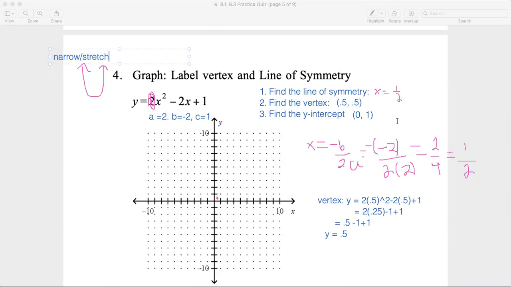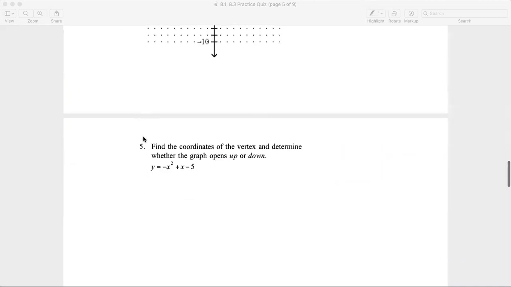And then your y-intercept is at 0, comma 1, so you can plot it, and because you know a graph is perfectly symmetrical, you're going to have a point exactly the same distance on the other side. And then you've got your parabola. Again, guys, you're not going to be graphing on the test, but you are going to be identifying these 3 major points. All right, let's do the next one.